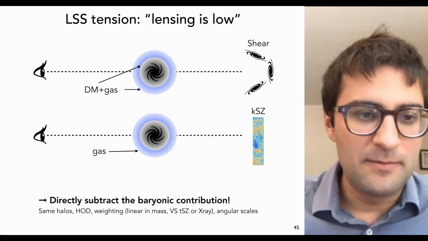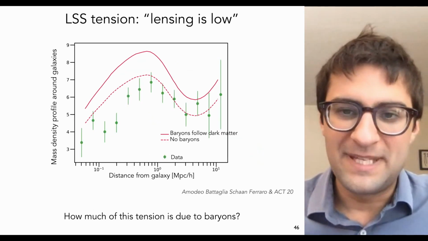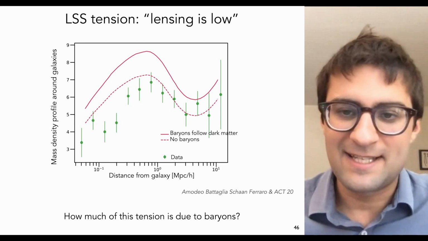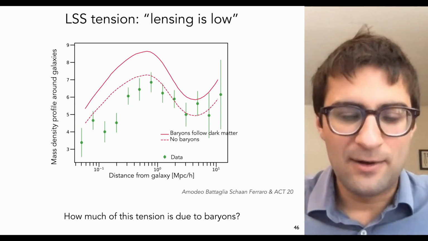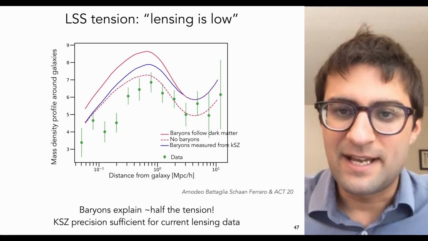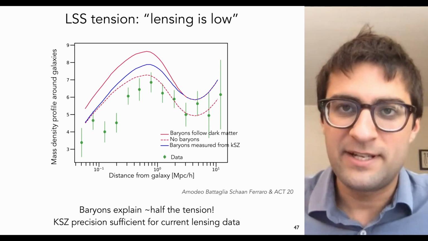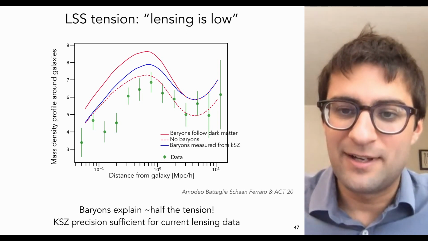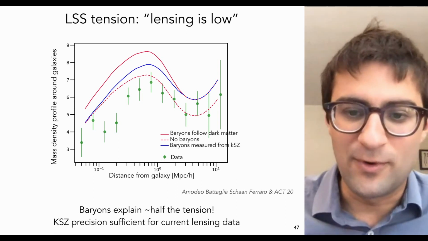And so you've seen this plot already of the tension between a small-scale measured lensing and expectation if the baryons were to follow the dark matter. We can now add the curve to this plot from our KSZ measurements. And this is what you see. And so again, as expected, it does not solve the full tension, but it is a significant part of that tension and something you definitely want to get right in order to move forward.